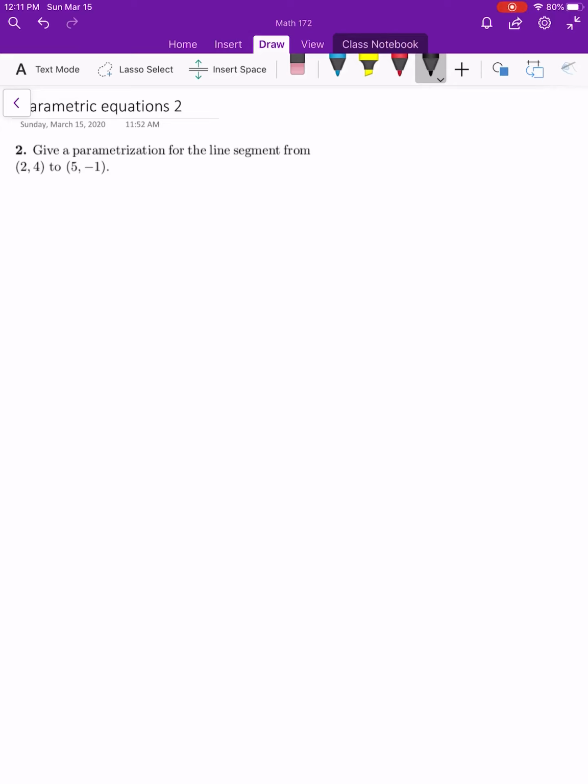Okay, for the next two examples, we'll reverse the process. That is, we'll start with a familiar curve and write a pair of equations to describe the curve. It's important to know that there will be lots of different ways one can do this. In example 2, we have a simple line segment with initial point (2, 4) and terminal point (5, -1).